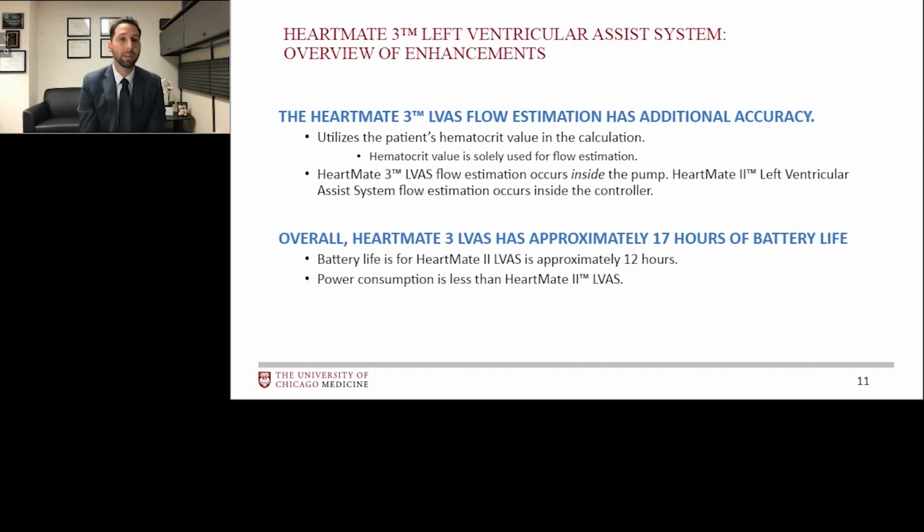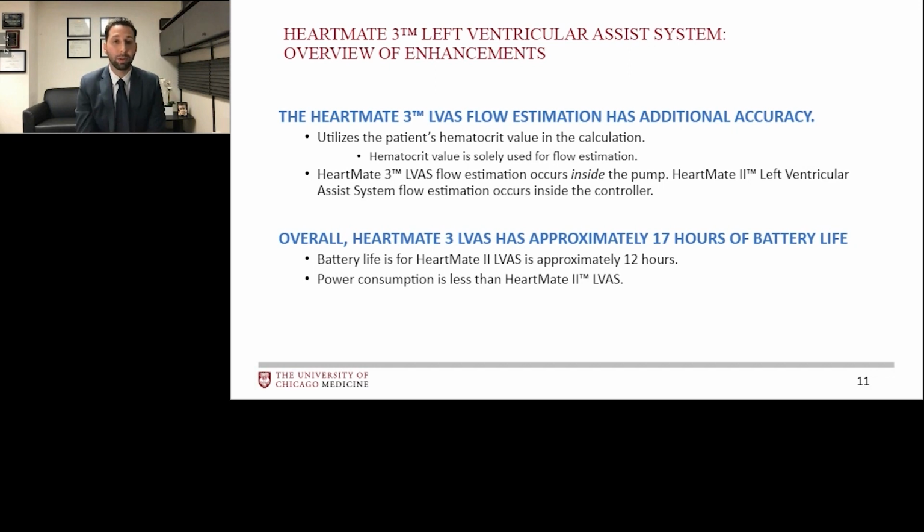The last design feature that I want to touch upon is really important for the remainder of this talk because it defines how the HeartMate 3 compared to the HeartMate 2 interprets power to estimate flow and calculate PI. The onboard computer, the computer that is really the brains of the pump, is in a different location for the HeartMate 3 than it is for the HeartMate 2. For the HeartMate 3, this computer is in the pump casing itself, and for the HeartMate 2, the computer is in the controller.